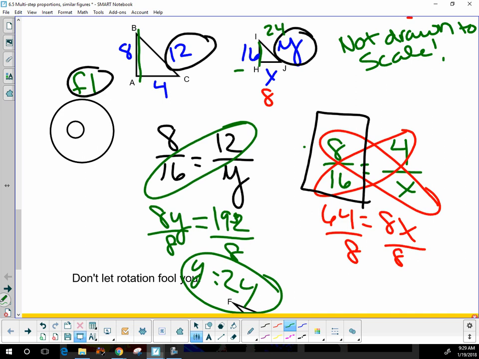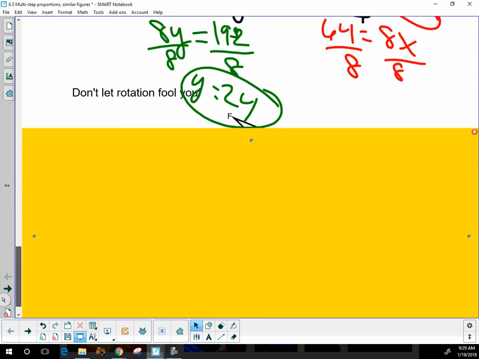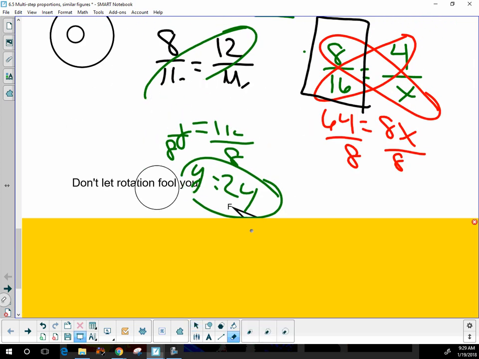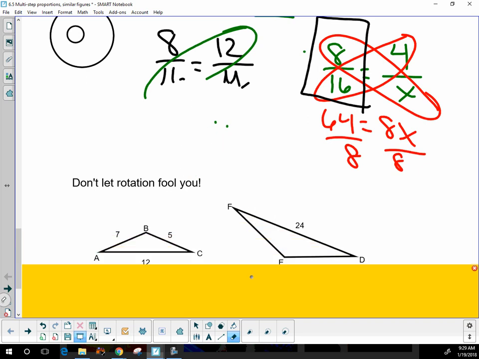All of those numbers make sense because from figure 1 to figure 2, all the sides are doubled. So if I double 8, I should get 16. If I double 4, I should get 8. And if I double 12, I should get 24. So all of those check out. Again, my warning down here, don't let rotation fool you. If you have a 90-degree corner, those line up.